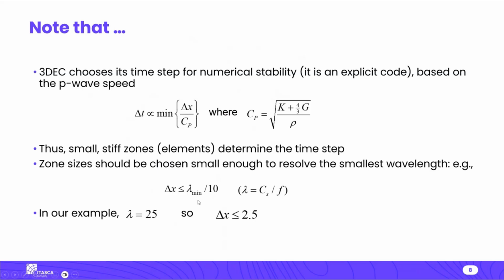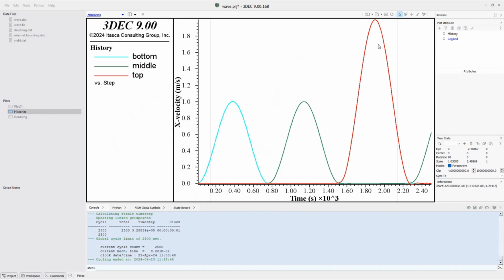In our example, remember the shear wave velocity was 1,000, and we set a frequency to be 40 hertz. So the wavelength is 25. We want our zone size to be less than 2.5. In our example, we set the zone size to be 0.5, so you can see in the histories that the waves are resolved quite well. Right? There's no distortion. Everything propagates along nicely.